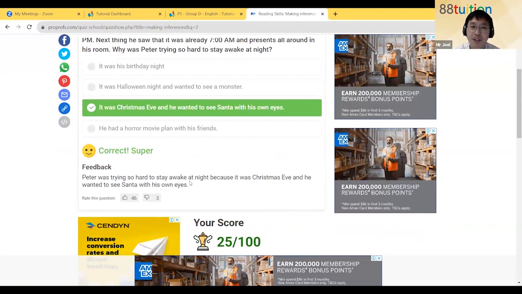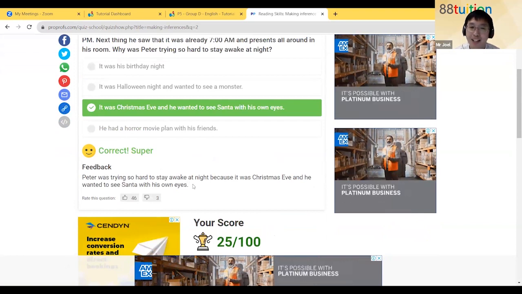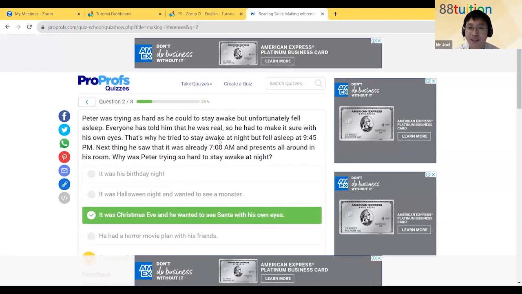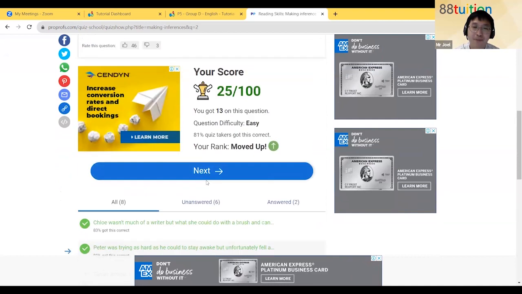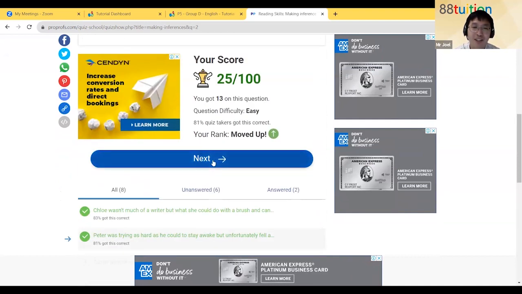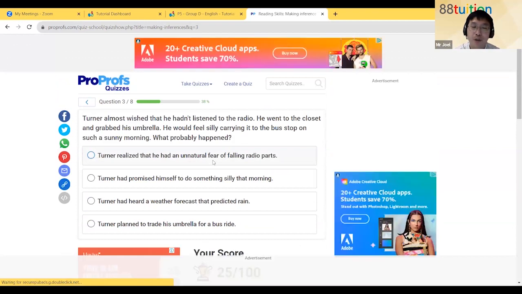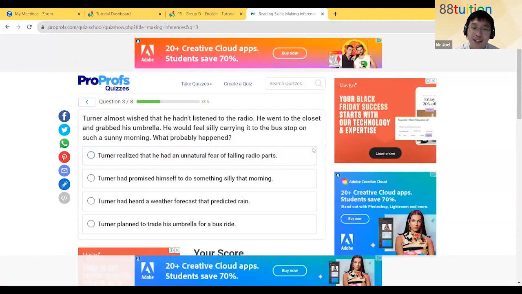All right, that's the inference over here. So Peter was trying so hard to stay awake at night because it was Christmas Eve and he wanted to see Santa and make sure that Santa was real because everyone told him that Santa was real. Okay? Next. So as we go, the questions get a little bit harder and harder, okay?